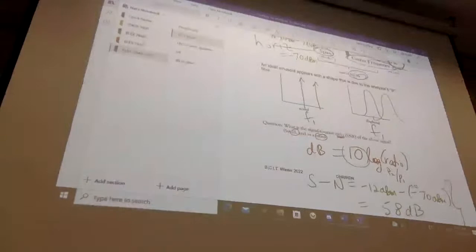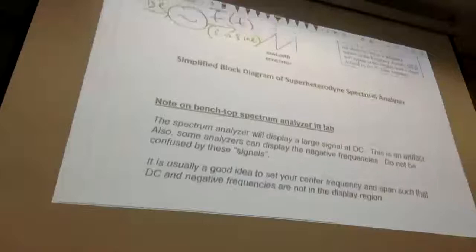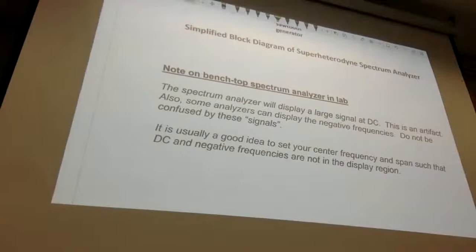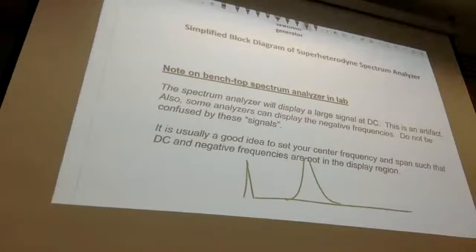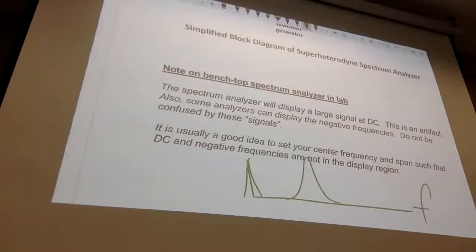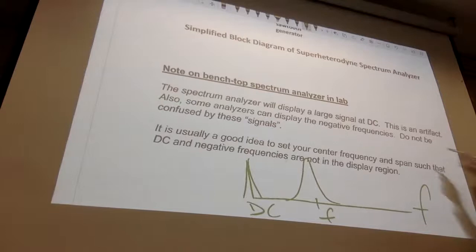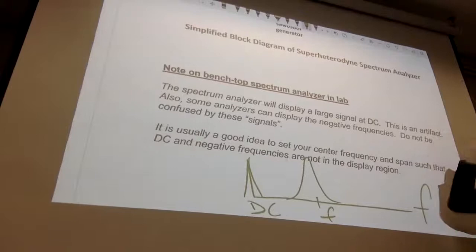So just back to this briefly. I wanted to mention that maybe not the AD2, but the one in the lab, you might have a signal, but you might see a big DC. It looks like a big spike of DC. So this is frequency, this is DC, this is some frequency. That DC spike is an artifact. That means it's real, but it's not from your signal. It's from the analyzer. You can ignore it.